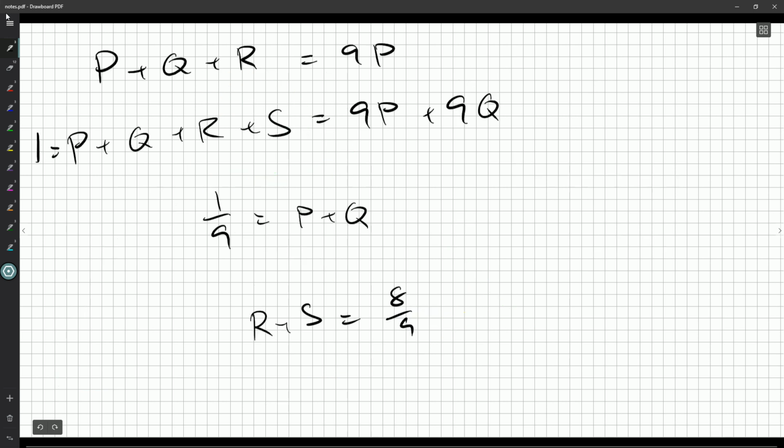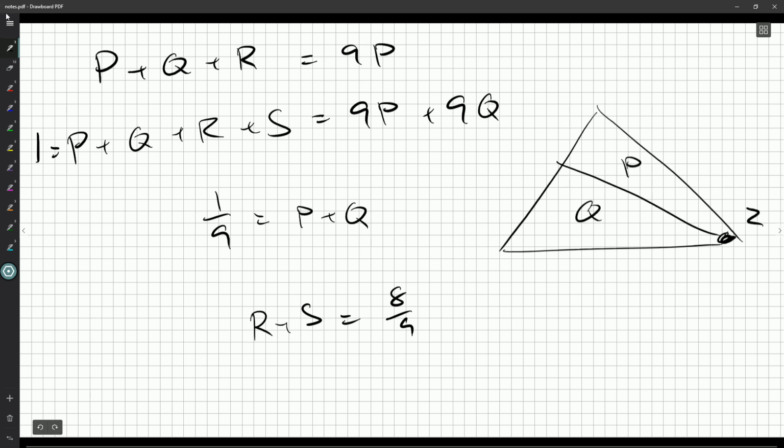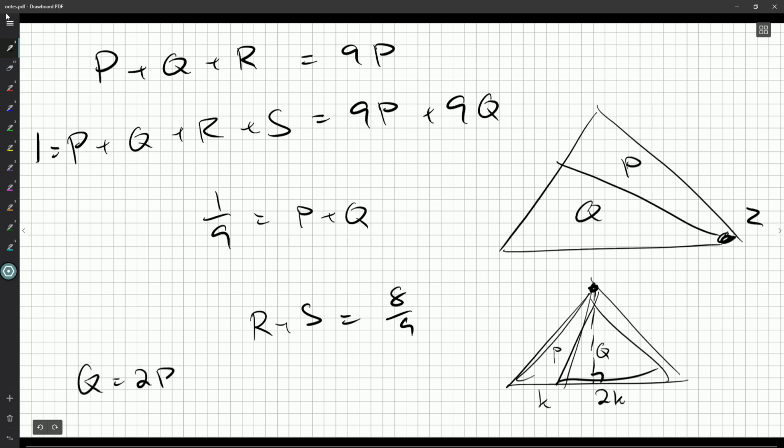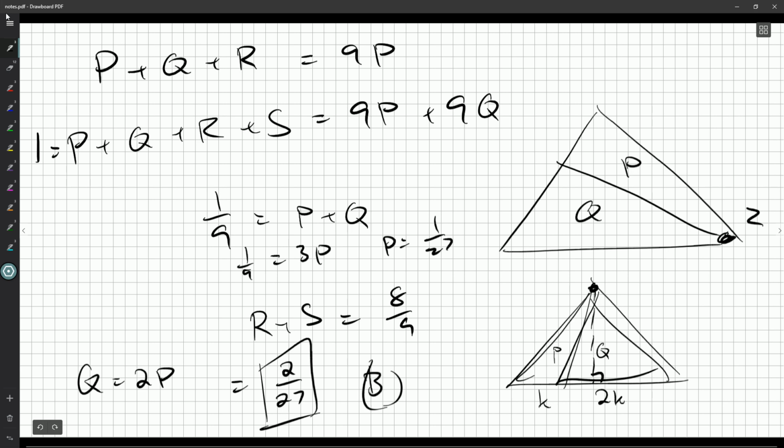Okay. So if we look at that smaller triangle up there, they both have the point Z in common. So we've got Q, we've got P, but their bases are different. So if we rotate the whole thing, base of K, base of 2K, but they'll have the same height H. So Q has twice the area of triangle P. So Q is 2P, and so now 1/9 is 3P. P is 1/27th. Doubling that, Q is 2/27. There we go. B.